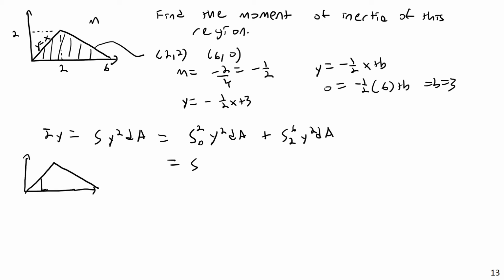Here, my dA is like this, and the height of this is just x. And a dA here would still have a width of dx, and a dA here would still have a width of dx, but now its height would be given by the equation negative 1/2 x plus 3. So I would integrate this from 0 to 2.